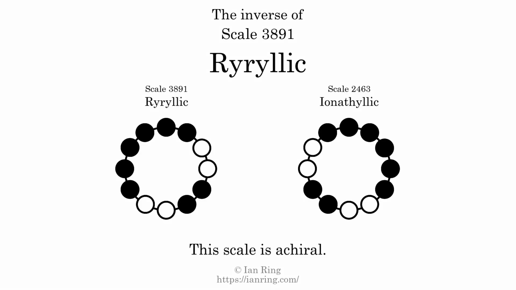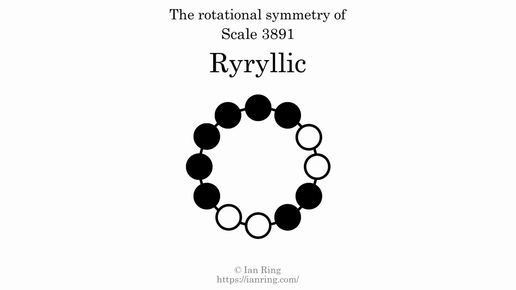The inverse of a scale is a mirror image. It is what you get when the sequence of intervals is reversed. The inverse of this scale is scale 2463, also known as Ionophilic. This scale is achiral, since it can transform into its own reflection by a rotational transformation. This scale has no rotational symmetry.